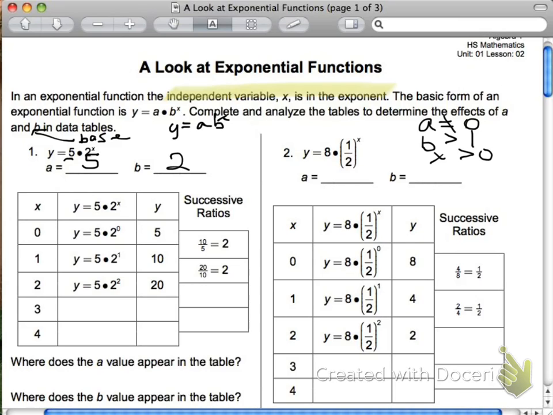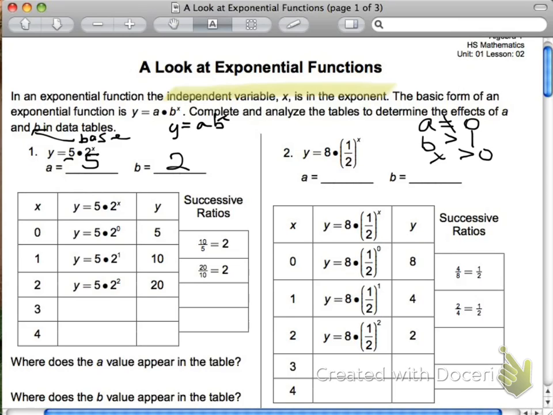Okay, when I plug in 0 for x, I'm going to end up with y equals 5 times 2 to the 0 power. What is 2 to the 0 power? 1. Okay, 2 to the 0 power is 1. Any number to the 0 power is 1. You have to remember your exponent laws. So you've got to hold on to that. So 5 times 1 is 5.